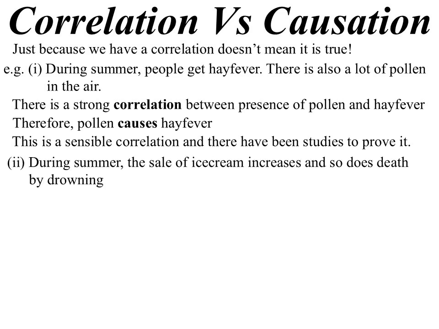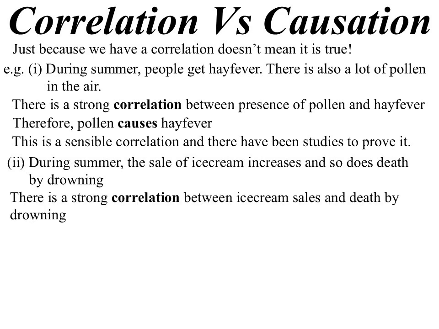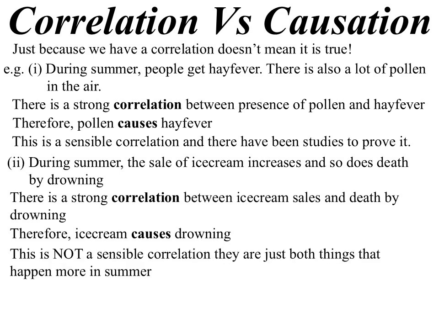Because look at this one. During summer, the sale of ice cream increases, but so does death by drowning. Well, there's a strong correlation between ice cream sales and death by drowning. Well, therefore, I'm going to draw the conclusion that ice cream causes drowning. The more ice cream you eat, the more likely you are to drown. Clearly, that's absurd, okay? That is not a sensible correlation. It's just two things that happen more in summer.